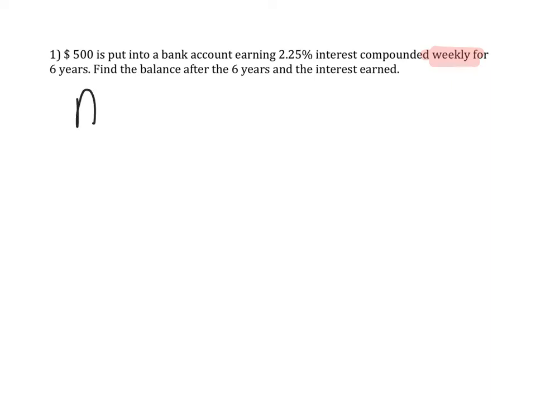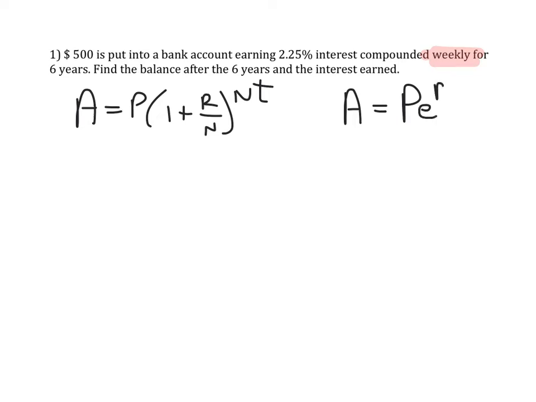Interest formula 1, A equals P times (1 plus R over N) raised to the N T power. And we have interest formula 2, A equals P times E raised to the RT power. And you use interest formula number 2 when the interest is compounded continuously. Any other way that interest is put into the account, you have to use interest formula 1.